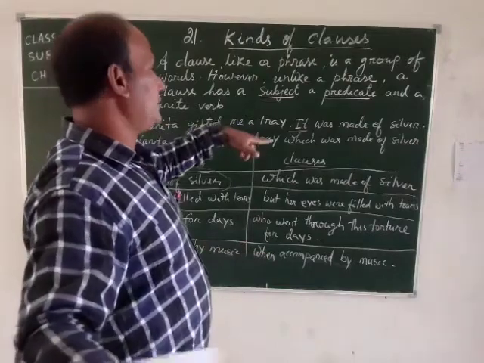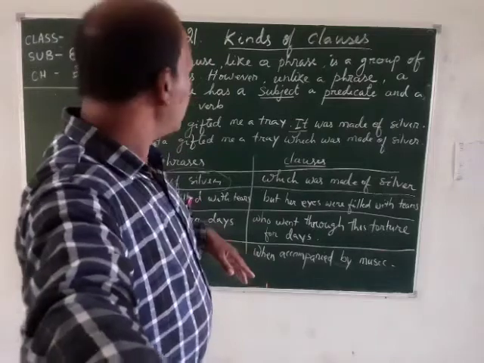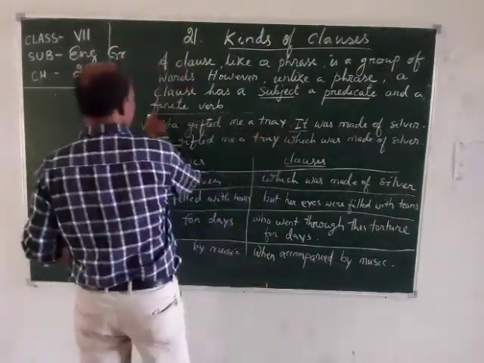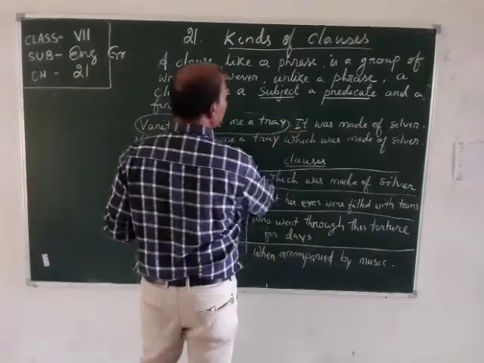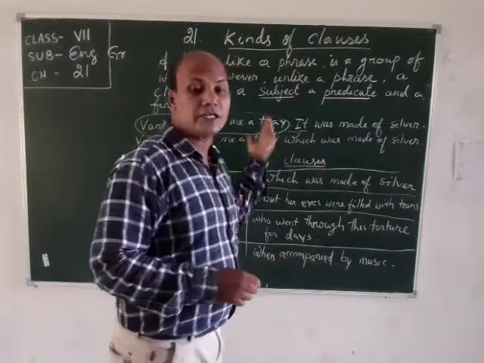So students, you can see one of the sentences. Vanita gifted me a tree. It was made of silver. In this sentence, "Vanita gifted me a tree" is the main clause. But "it was made of silver" is a subordinate clause.